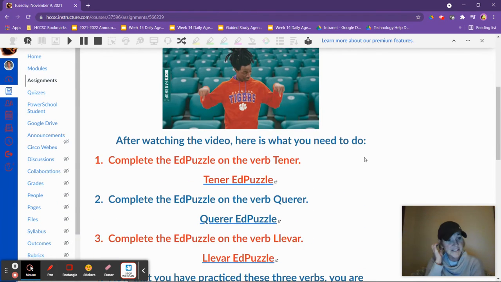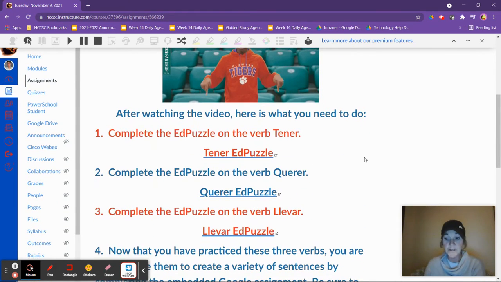So after you have watched this video, you are going to have 3 short Edpuzzles that you are going to need to complete. The first one is on the verb tener, the second one is on the verb querer, and the third one is on the verb llevar. Remember, tener means to have, querer means to want, and llevar, the meaning we're working on, is to wear.